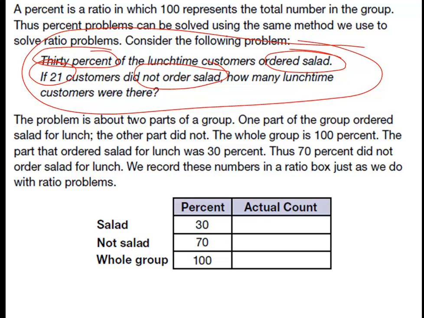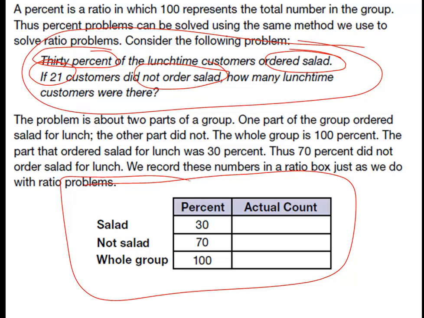So we're going to set it up just like this. And we're always going to put 100% down here in the bottom. We'll always put that. And then we'll learn how to fill in the rest of this. It says 30% of them ordered salad, so we know that, and 21 customers did not. So you can put 21 right there, can't we? We're allowed to do that? Yeah, we can do that.